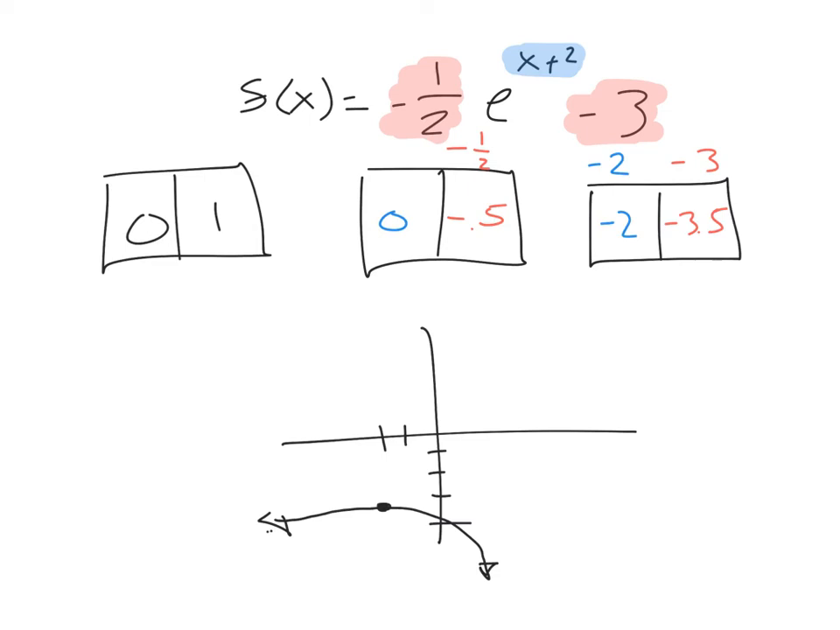Now, where is the asymptote, though? Remember, the asymptote is affected only by the vertical translation, right? So that means the asymptote shifted down 3. So it's located right here. And there you go. That's the transformations, okay?